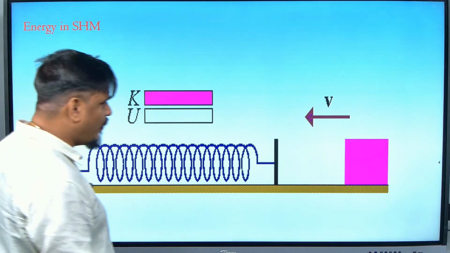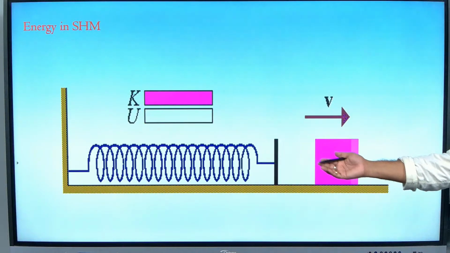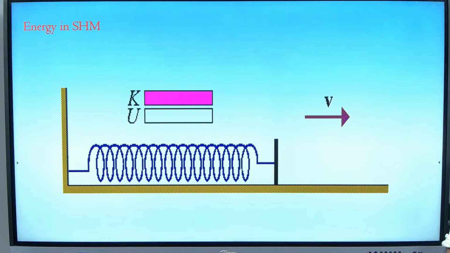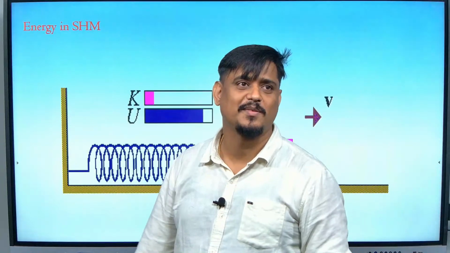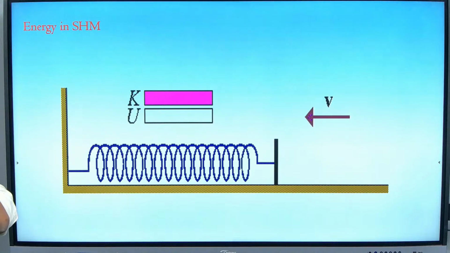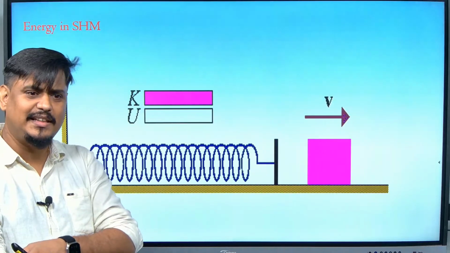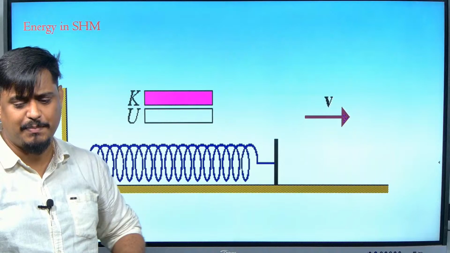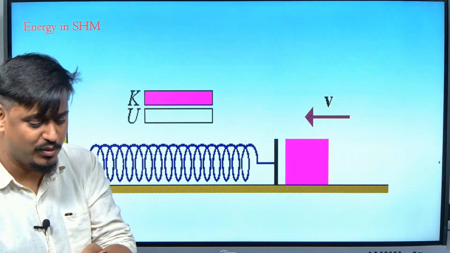I hope you understand that in any simple harmonic motion, energy is getting stored. This we have done in our work, energy and power chapter itself. You remember? Kinetic energy, potential energy. F is equal to minus kx, and from that finding U is equal to half kx square. These things we have done in the work, energy and power chapter itself. Once again, we'll repeat here. Don't worry.